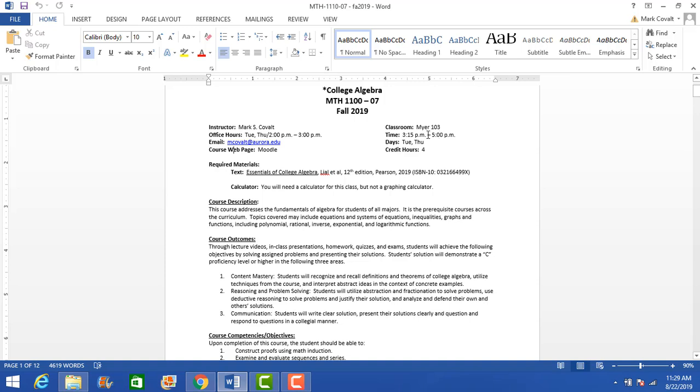Here's our meeting classroom, times, days of the week, and then of course the number of credit hours for this class. Here's the textbook information, calculator. You do not need a graphing calculator, but you will need a calculator to use for exams and quizzes and such. A scientific calculator would be fine. If you want a basic calculator, just make sure it has square roots and powers and things, but a scientific calculator should be sufficient. If you already have a graphing calculator and you want to use it, that's fine, but we're not going to be graphing things. We're going to be doing a lot of our graphing on paper.